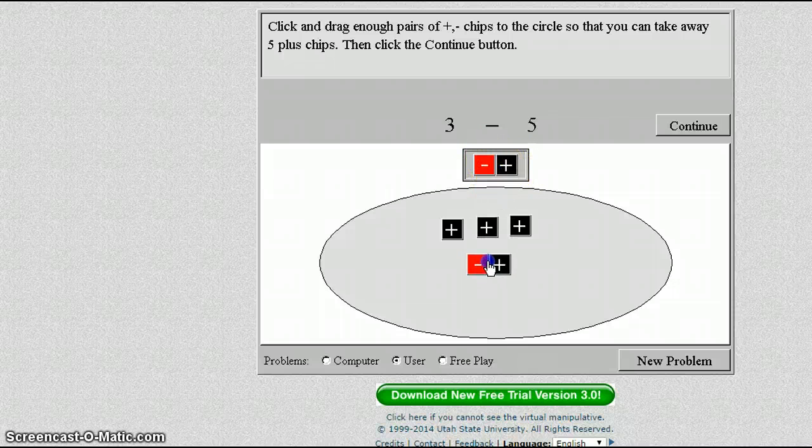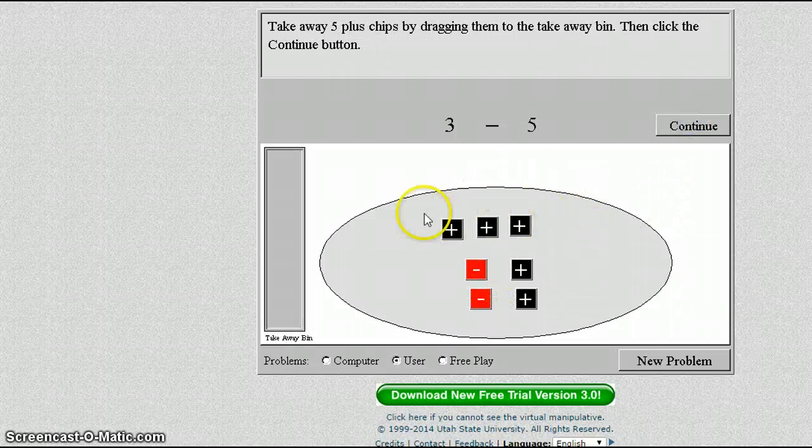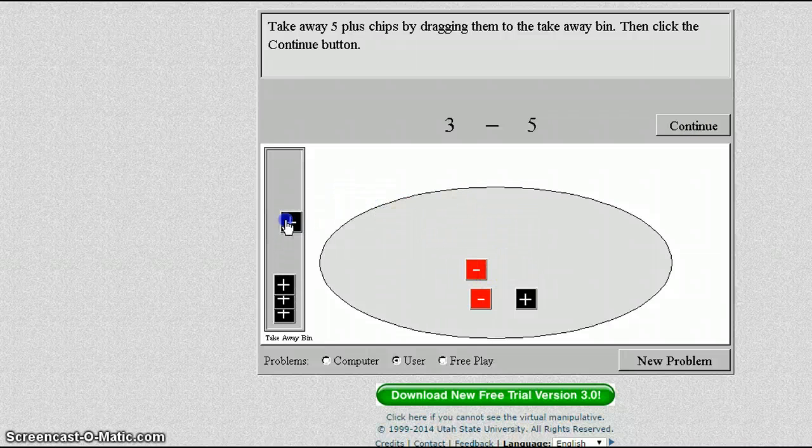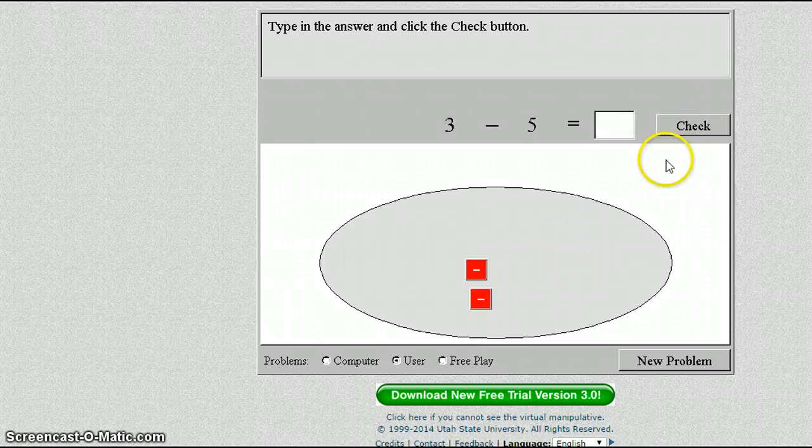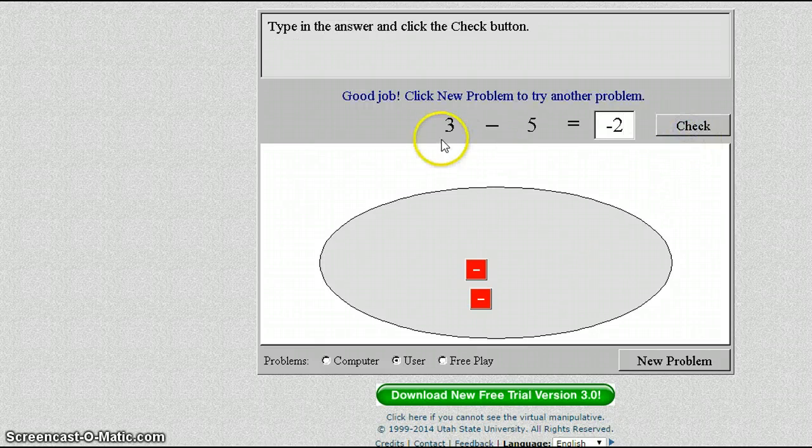So if I drag this out here, this still represents 3, but now I have another positive chip to take away. I need 5 chips to take away, so I'm going to drag another pair. Now I'm ready to take away 5 positive chips and put them in the takeaway bin. And the resulting amount of chips is -2. So 3 minus 5 equals -2.